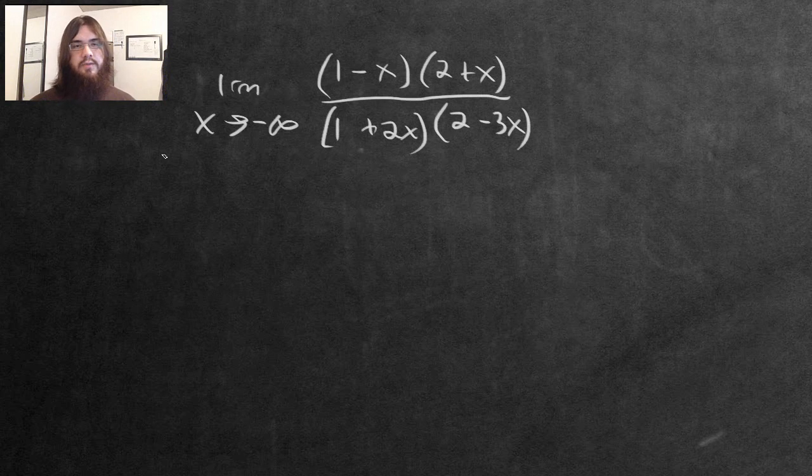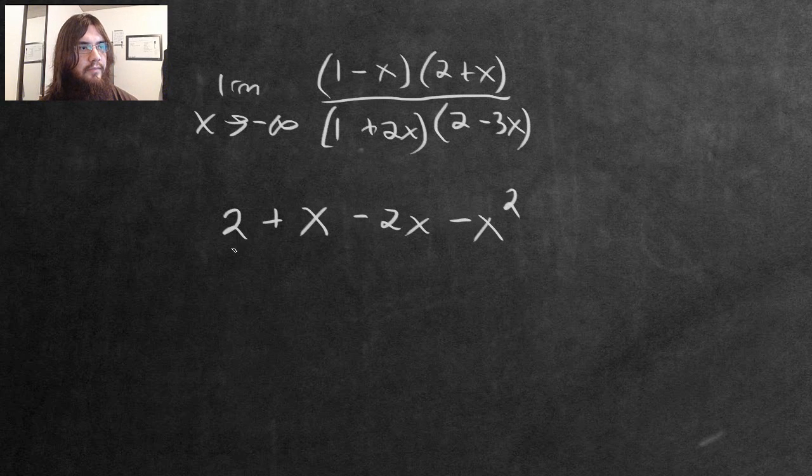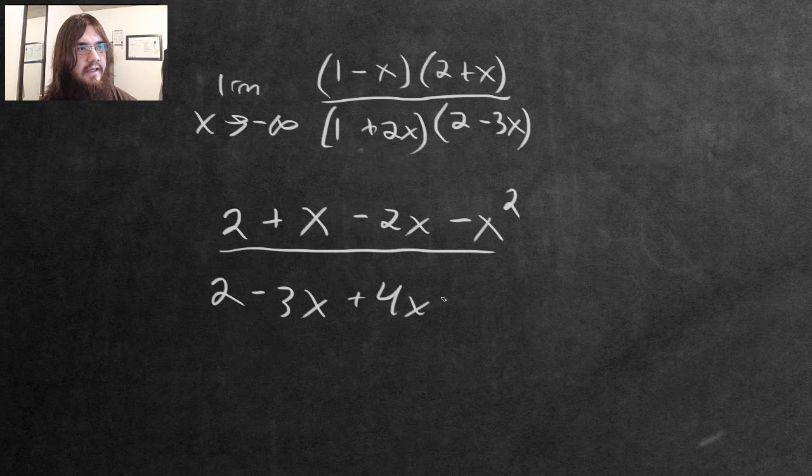Okay, so the next question we have is this one. What is the limit as x approaches negative infinity? So to solve this problem, we're going to be multiplying everything out, actually. So we would have a 2, I should say an x, then a negative 2x, and then just negative x squared. At the bottom we will have a 2, negative 3x, then positive 4x, and then a negative 6x squared.